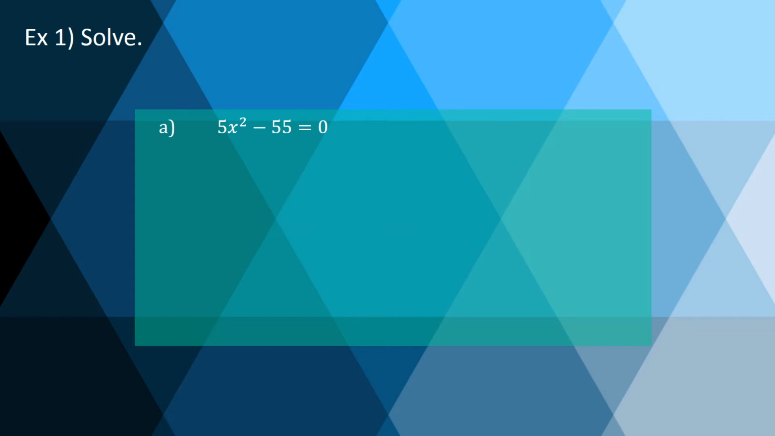Example 1 says solve, and for A we have the equation 5x squared minus 55 equals 0. Now this is an equation, so draw your line at the equal sign. And notice, the only variable we see is x squared, so we do want to isolate it. So first we need to add 55 on both sides. From here, we still need to get x squared by itself, so we have to undo multiplication, which means we're going to divide the left side and the right side by 5, which now gives us x squared equals 11.